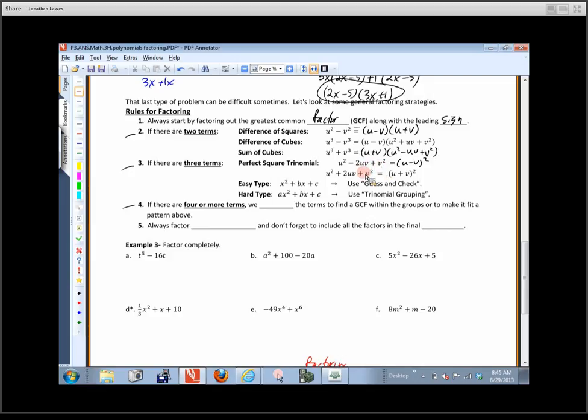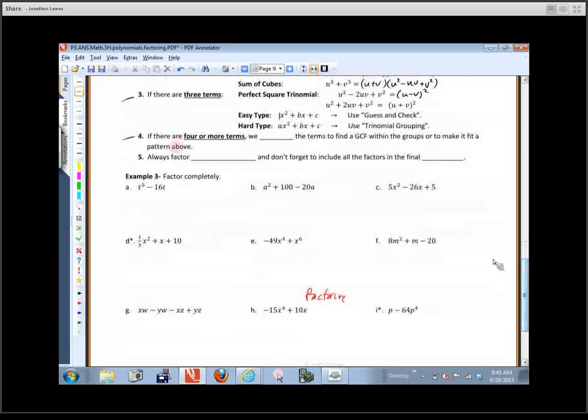Now, I'm calling this the easy type of trinomial. What makes this the easy type of trinomial? The coefficient is 1. If the coefficient is 1, you're going to use guess and check. If it's not 1, a more complicated number like 6 or 12, then you're going to use that trinomial grouping technique that we talked about above. You're going to multiply a times c. You're going to figure out what numbers multiply to be that number, and combine to be that number right in the center there. Any questions?